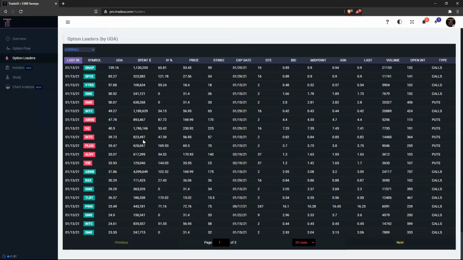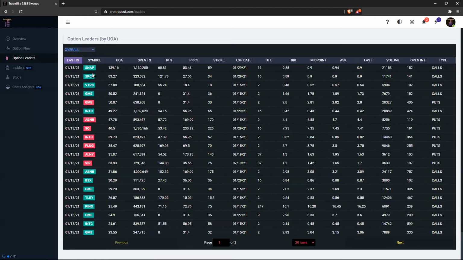What does that mean? So if you have a higher volume and smaller open interest, that means it's unusual. Why? Well, because then you know for sure that those contracts were opened. So they haven't closed it out yet. Okay.